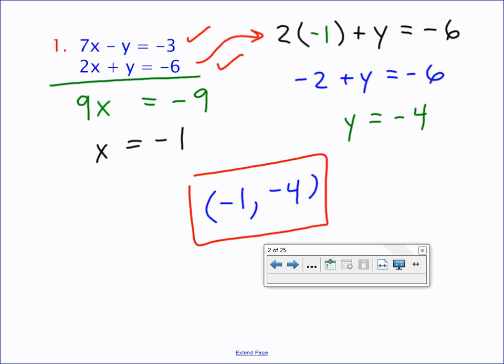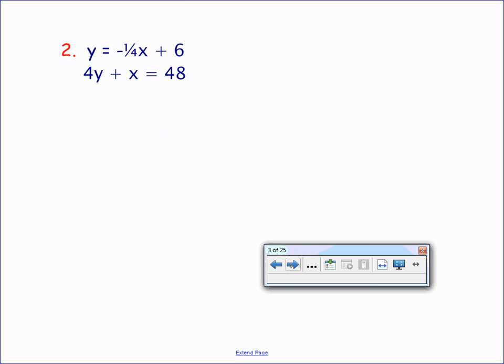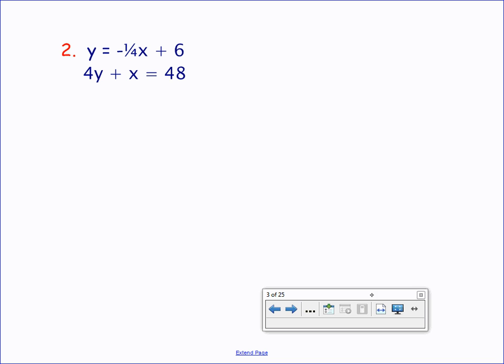Raise your hand if you had negative 1 comma negative 4 already. Negative 1 comma negative 4. Yes, good job, you guys. Let's take a look at the second one. What method would you like to use to solve that second one?